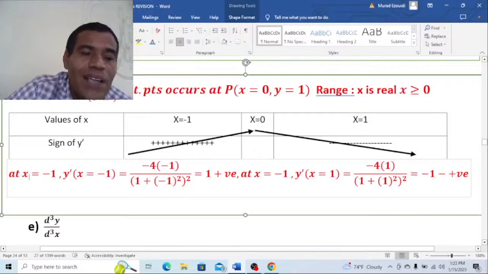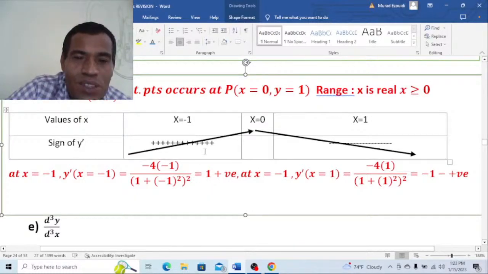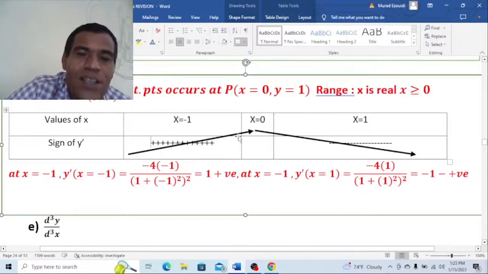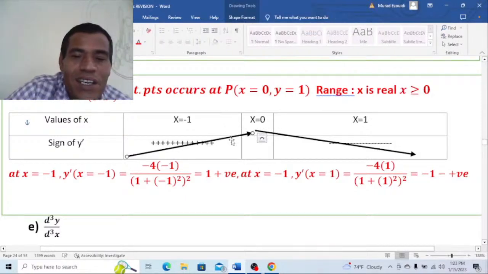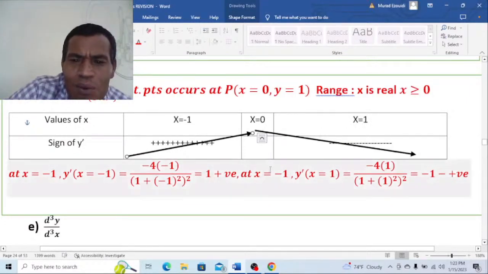Therefore, when x equals minus 1, y dash is negative 4 multiplied by minus 1 over (1 plus minus 1 squared) all raised to the power 2, which is 1 plus 1 is 2, 2 squared is 4, 4 divided by 4 is 1, therefore this is positive. At x equals minus 1 it is positive. I will make a plus, and I will make this arrow to show that the function for x less than 0 is an increasing function. Then I'm going to check exactly when x equals 1.